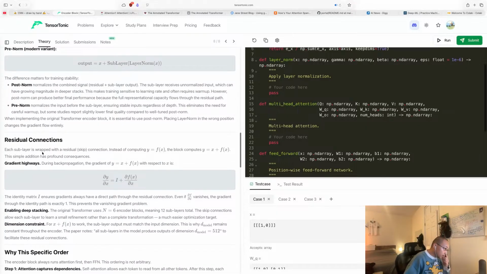Residual connections. Each sublayer is wrapped with a residual skip connection. Instead of computing y equals f of x, the block computes y equals x plus f of x. Gradient highway. During backpropagation, the gradient of y with respect to x becomes 1 plus the partial derivative of f of x with respect to x. Oh, identity matrix, yeah.